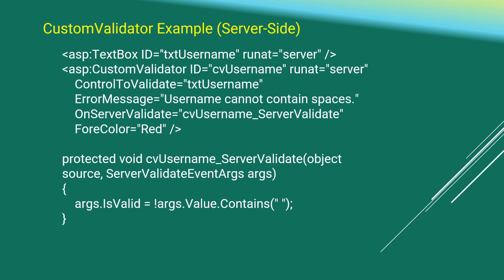Here is a custom validator example that checks if the username contains spaces. The server side method CV username server validate sets is valid to false if spaces are found, showing an error message.